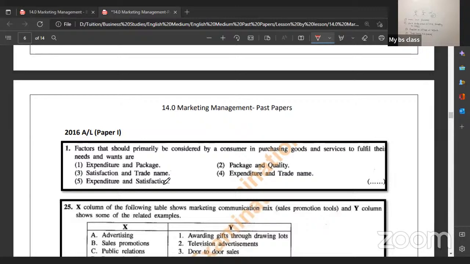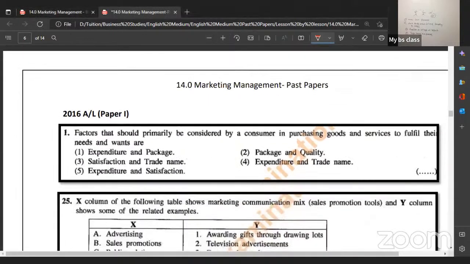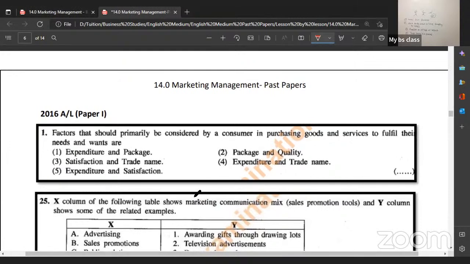Question number 1. Why is the question number 1? Let's see. Factors that should be primarily considered by a consumer in purchasing goods and services to fulfill their needs and wants. Right.